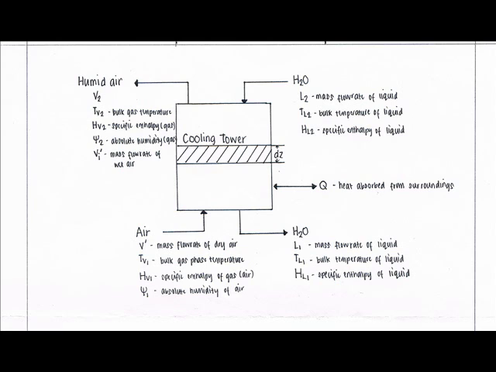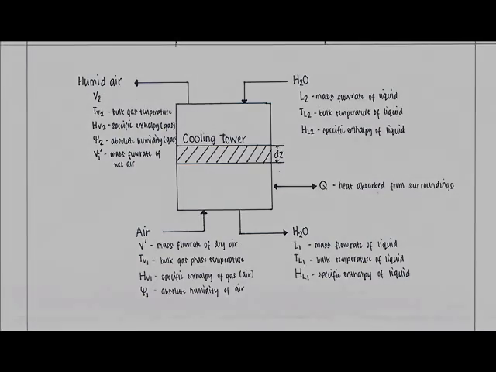For the air, we have the mass flow rates, which is V2 and V1. We also have the bulk gas temperature, TV2 and TV1, and the specific enthalpy, which is HV2 and HV1, and the absolute humidity, which is Psi2 and Psi1, and we have the mass flow rate of dry air, which is constant. We also have dZ, which is the differential tower height, while the shaded area is the differential transfer area associated with the differential tower height dZ. We also have Q, which is the heat absorbed from the surroundings.